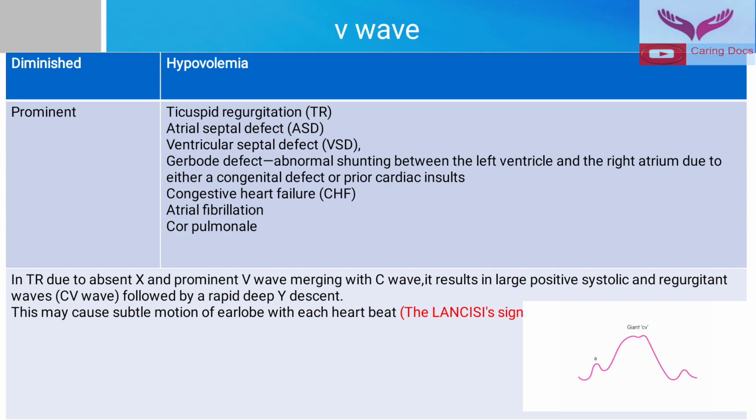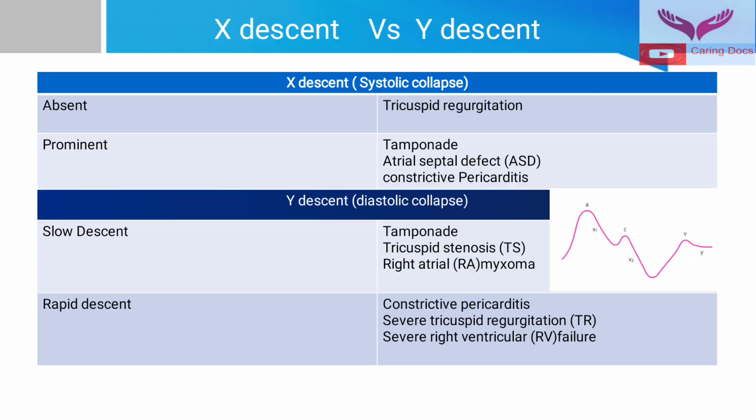In tricuspid regurgitation, due to absent X and prominent V wave, they merge with the C wave, and it results in a large positive systolic and regurgitant wave. We call it a CV wave. It is followed by a rapid Y descent, and this may cause subtle motion of the earlobe with each heartbeat, and we call it the Lancisi sign. This Lancisi sign is subtle motion of the earlobe with each heartbeat seen in tricuspid regurgitation.